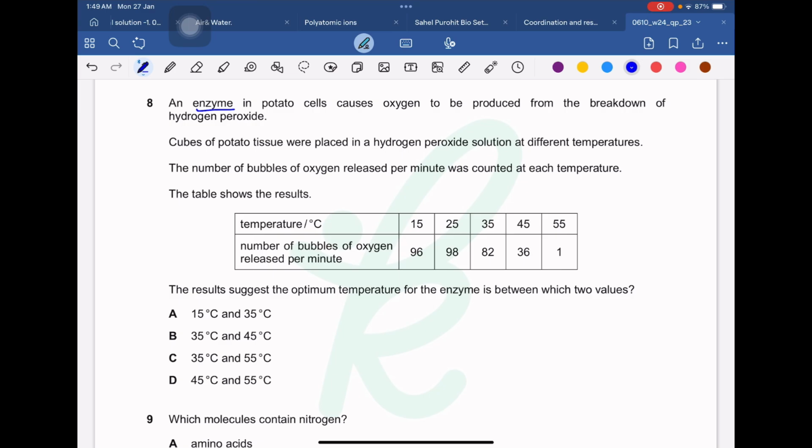So let us analyze. I can see that the maximum number of bubbles are coming out at 15 degrees Celsius and the least is at 55 degrees Celsius. So 55 can never be the optimum temperature for the enzyme because here the enzyme is showing the least activity and maybe the enzyme has denatured due to the high temperature. So that's why the most appropriate range in which it is showing the best activity is from 15 to 35 because after that the number of oxygen bubbles per minute is decreasing. So for that the most appropriate answer will be A.